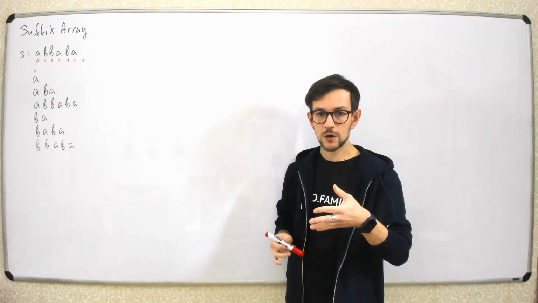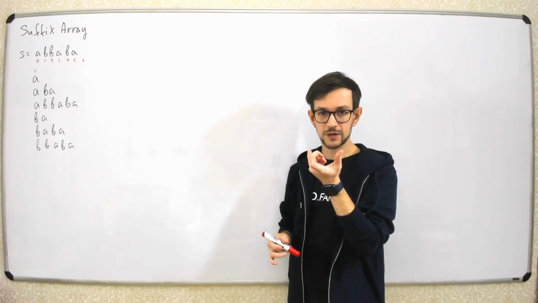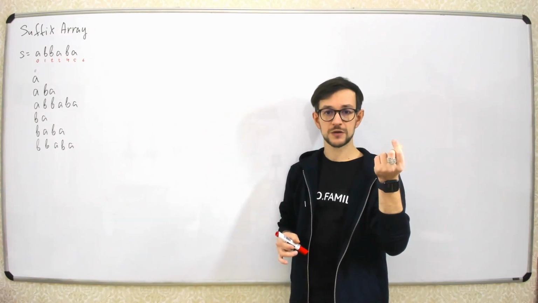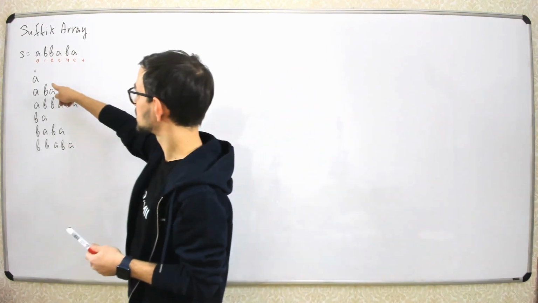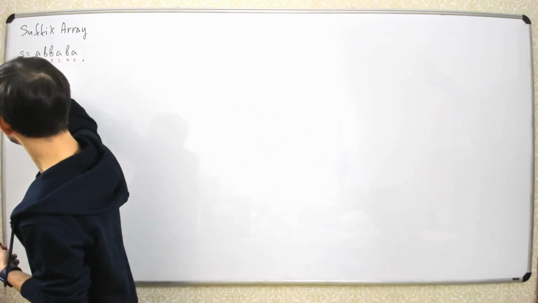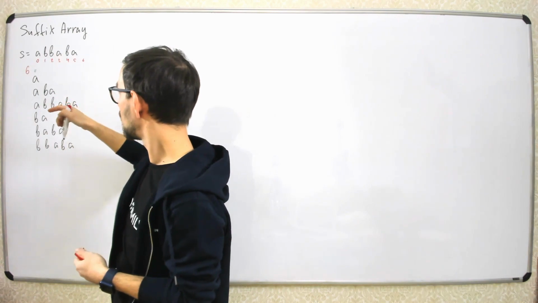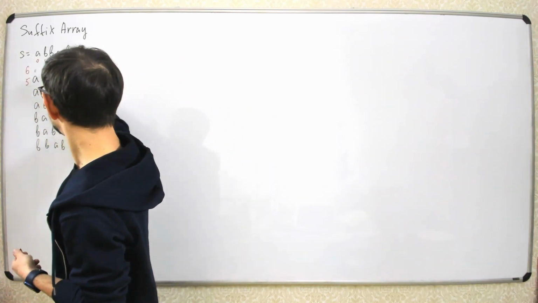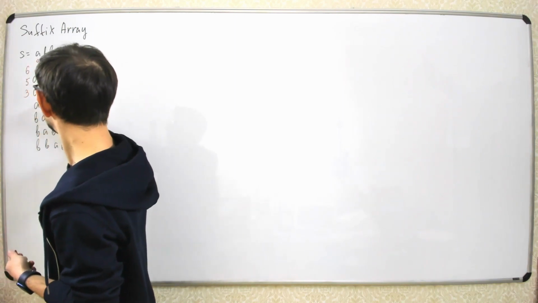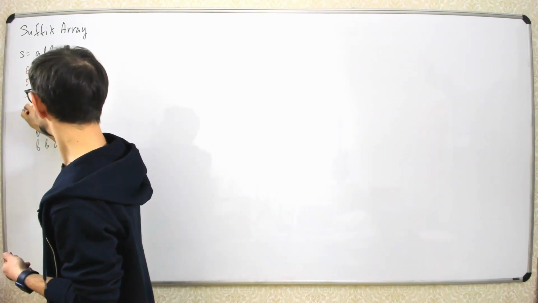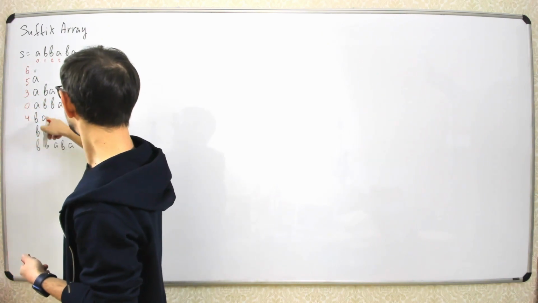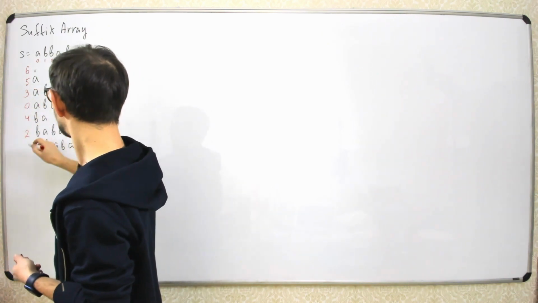And now, instead of writing down the suffix itself, you just write the index of the first letter of the suffix. So this is the suffix starting from letter 6. So it's just the empty suffix. Here the suffix starts with 5. Here you start from the third letter. Here you start from 0. Here you start from here. So it's 4. Here you have 2 and 1.